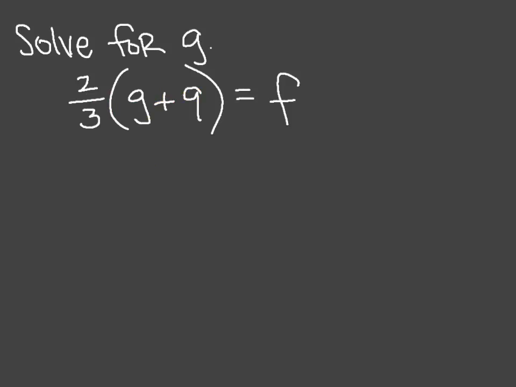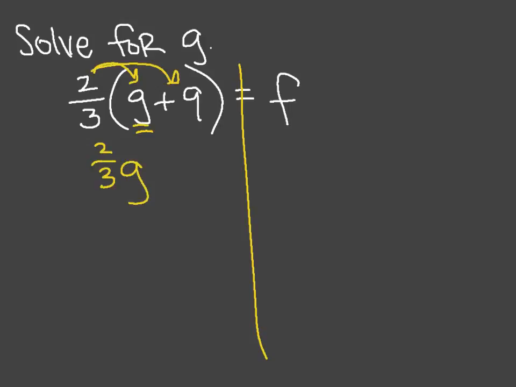Here's another example. Solve for G. And I have 2/3 times G plus 9 equals F. And I need to get the G all by itself. So the first thing I'm going to do is use my distributive property. So 2/3 G, 2/3 times 9, that's plus 6, equals F.